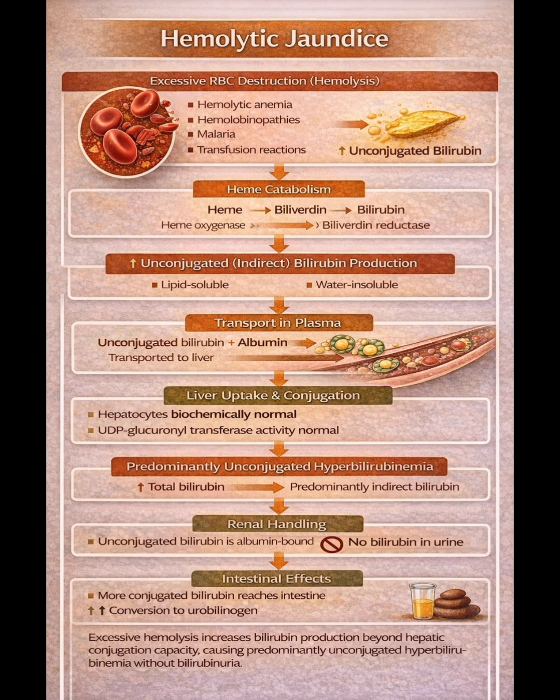Because unconjugated bilirubin is albumin-bound, it cannot be filtered by the kidney. So bilirubin is absent in urine. Increased bilirubin reaching the intestine leads to increased urobilinogen formation, causing dark stools due to increased stercobilin. Liver enzymes AST, ALT, and ALP remain normal, distinguishing hemolytic jaundice from hepatic and obstructive jaundice.